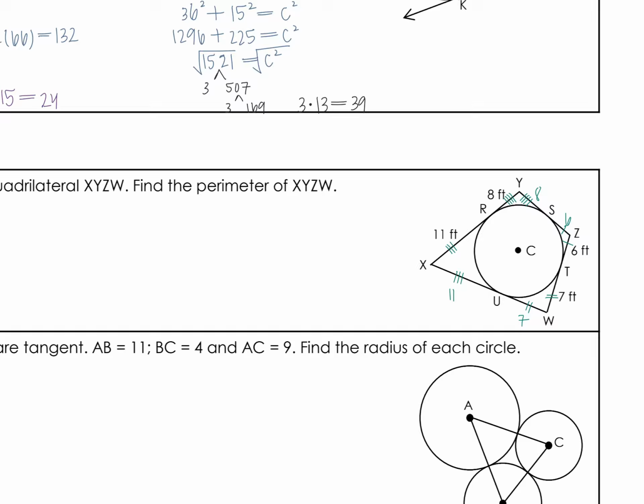Okay, so what I can do to find that perimeter is I can just double each one of those lengths. So that 11 plus we'll have 2 times the 8 plus 2 times 7 and then 2 times 6. So we're going to have 22 plus 16 plus 14 plus 12. And we add all of those lengths together, you should get 64. So my perimeter here is going to be 64 feet.